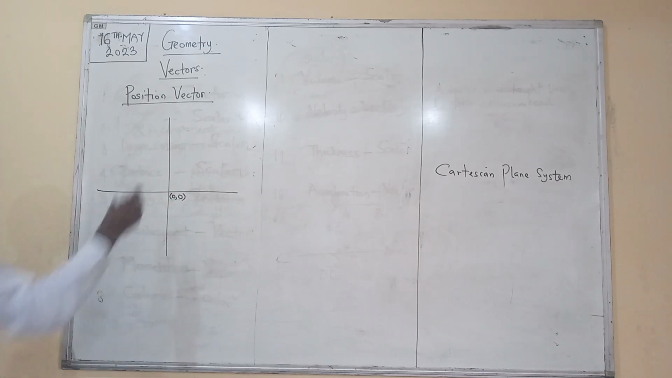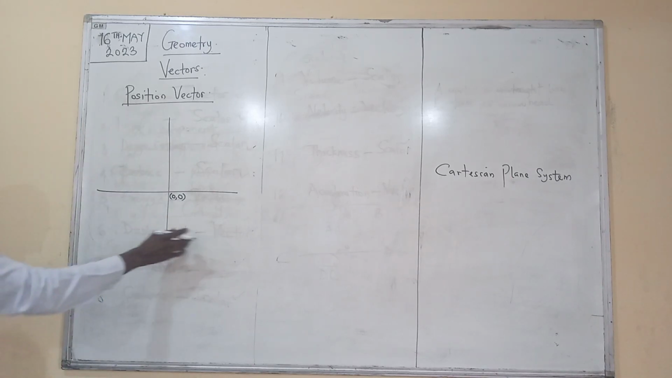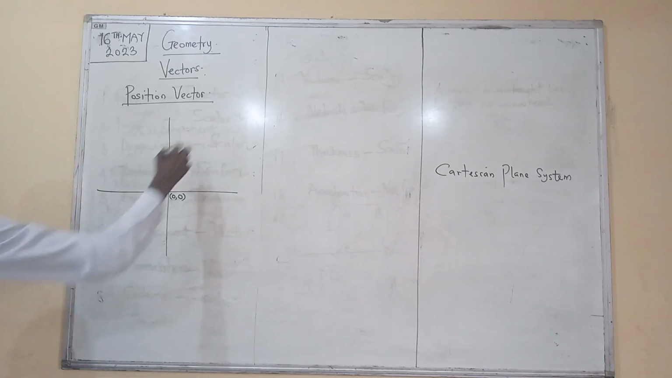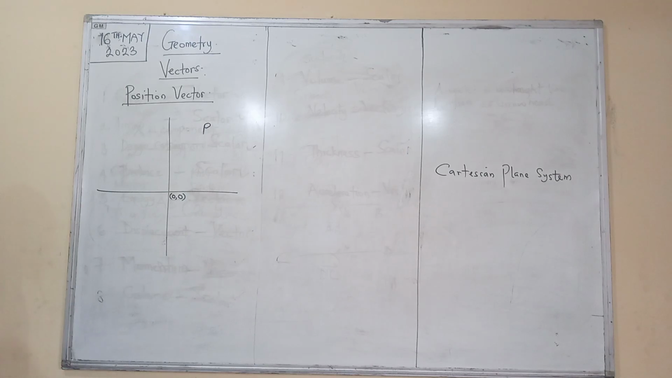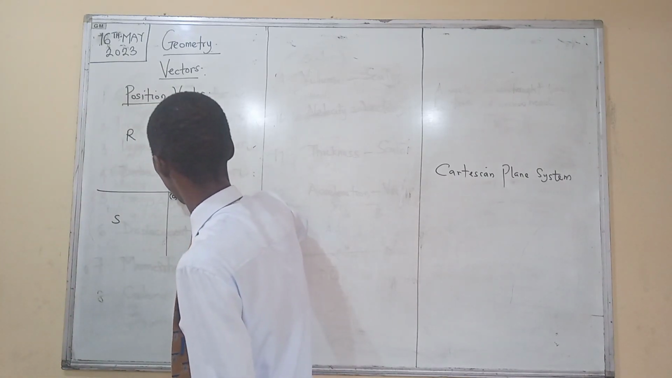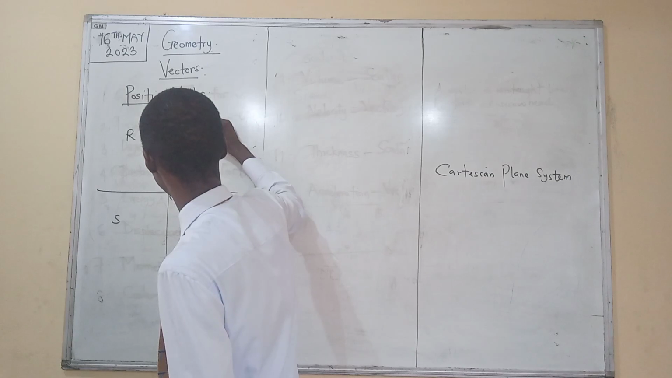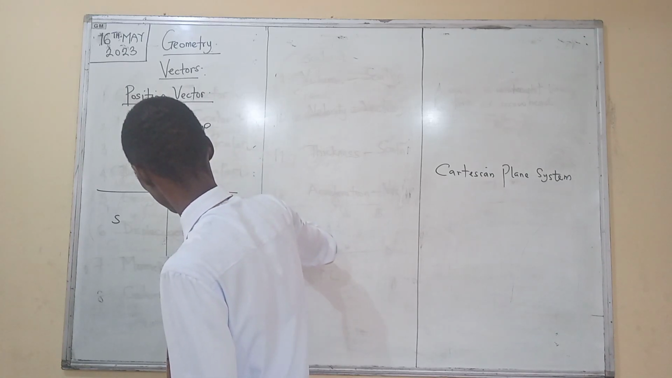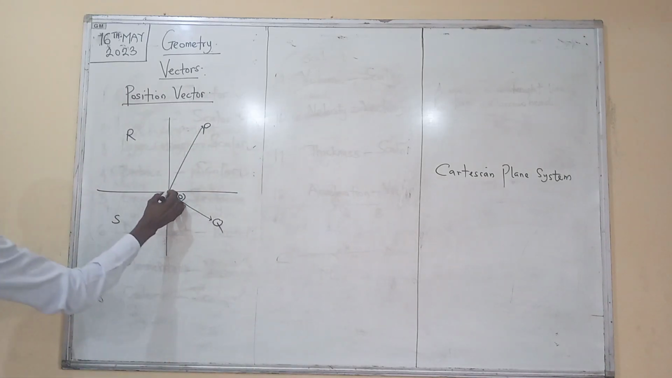Now, I can pick points on this system. I can call here P. Please let's watch carefully. I can call here Q. I can call here R, and I can call here S. Now, if I draw a vector, we say a vector is a line. I draw something like this.